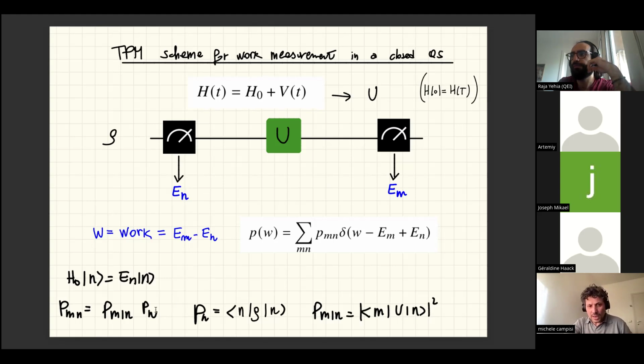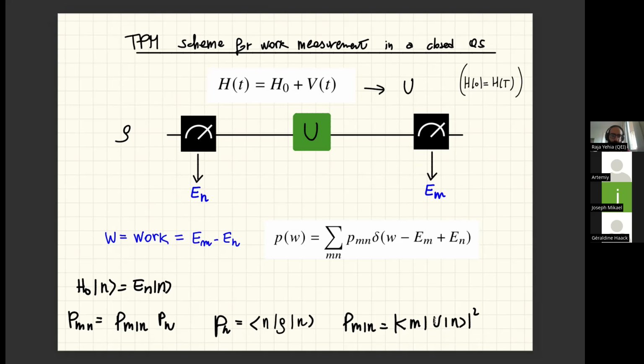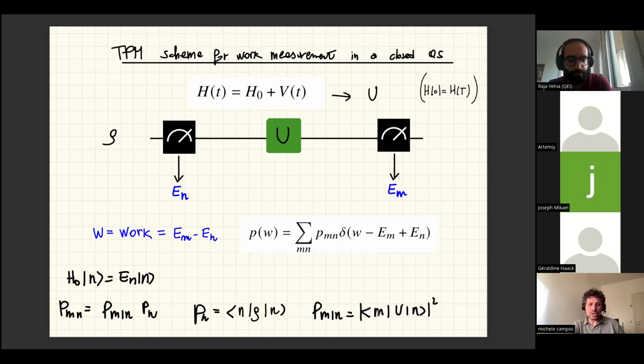As most of you probably already know, this joint probability, here now in the bottom of the slide, is a product of the probability to find the eigenvalue En in the first measurement times the probability to jump from n to m due to the evolution U. So basically this Pn is the population of the state n in the initial preparation rho, and this transition probability is nothing but the square of this transition amplitude: you start from n, then you evolve it, and then you project onto m and take the square.